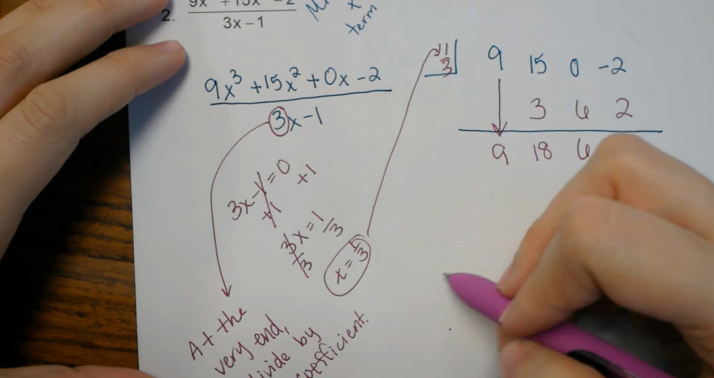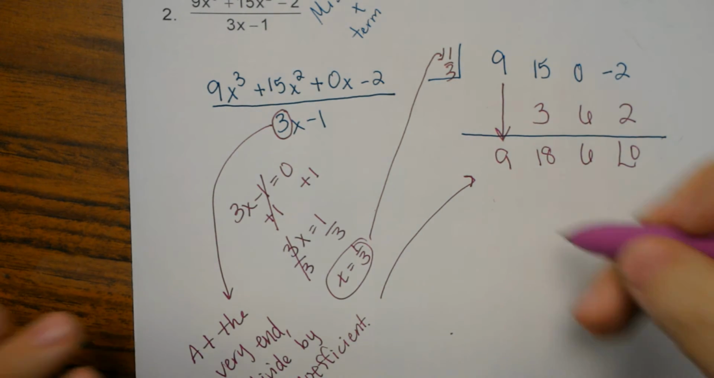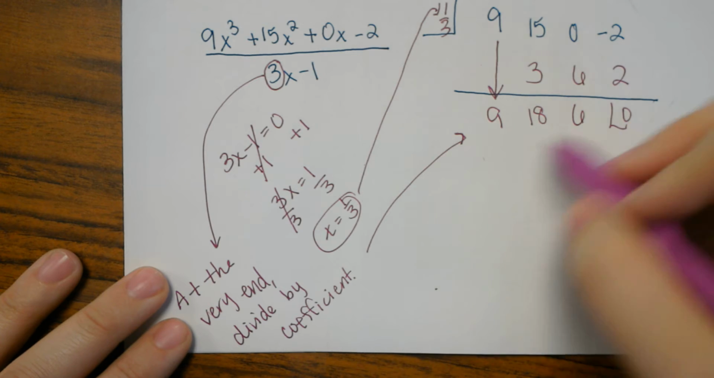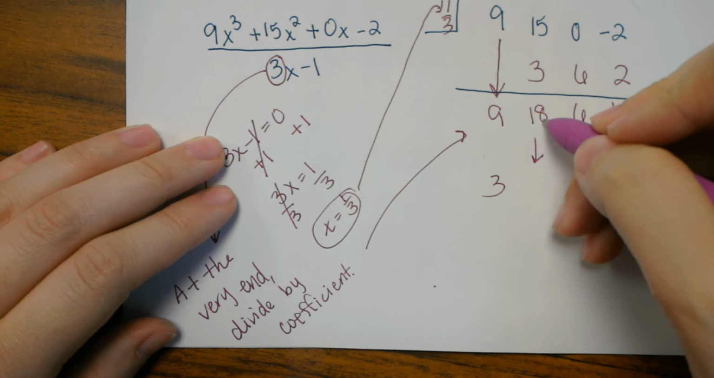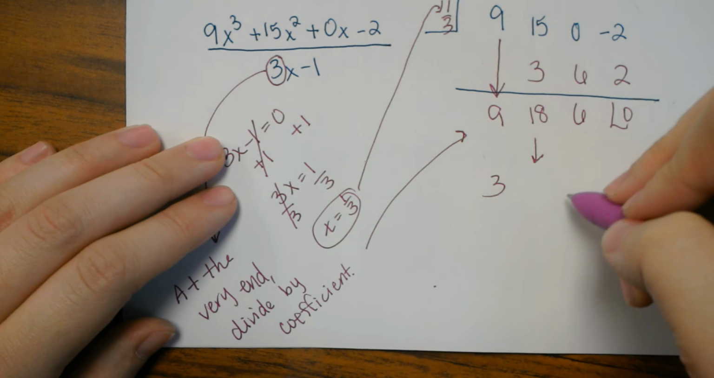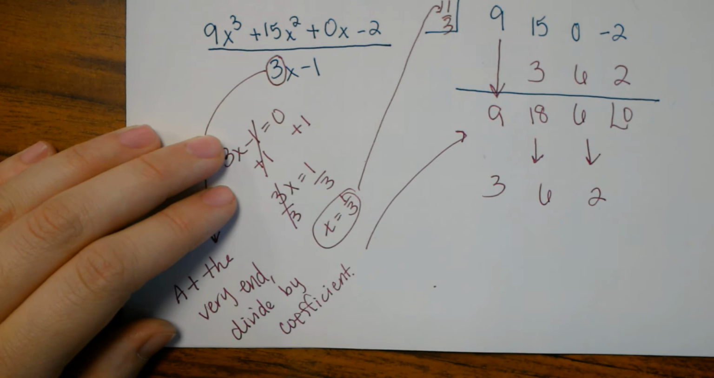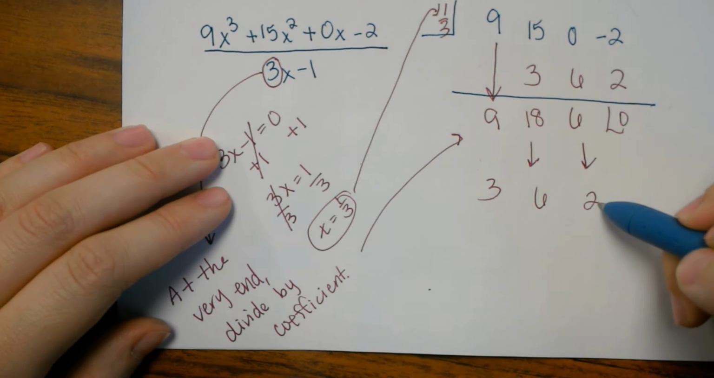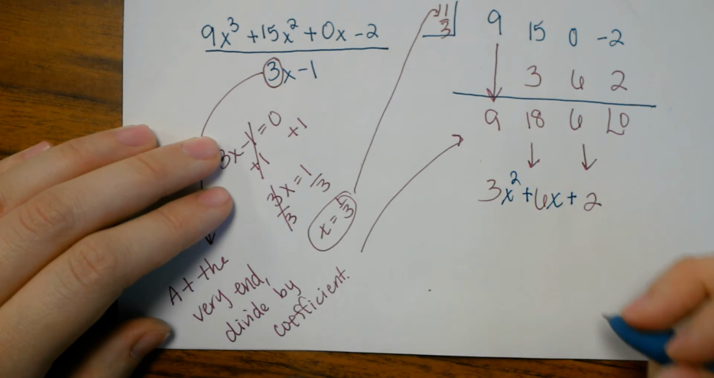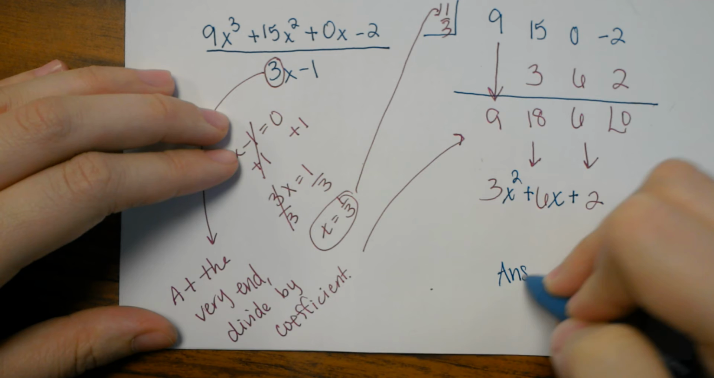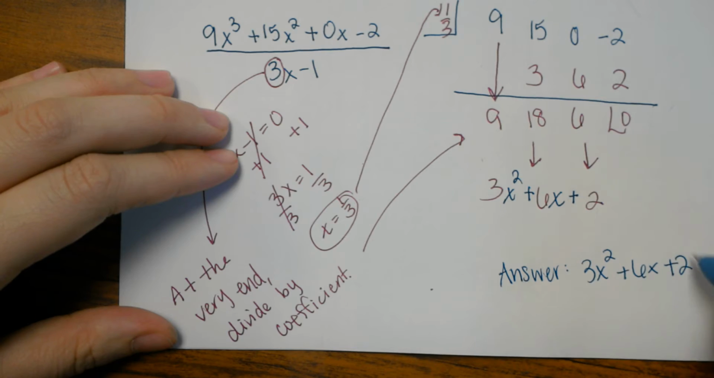And so now I have to divide those numbers by my coefficient 3. So 9 divided by 3 is 3. 18 divided by 3 is 6. 6 divided by 3 is 2. And so that's my constant term, this is my x term, and this is my x squared term. So my answer is 3x squared plus 6x plus 2.